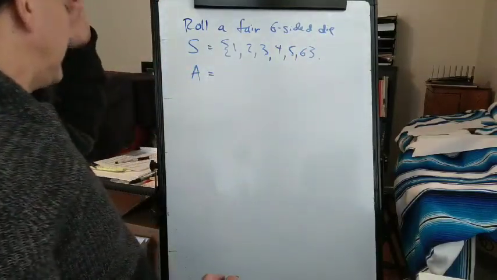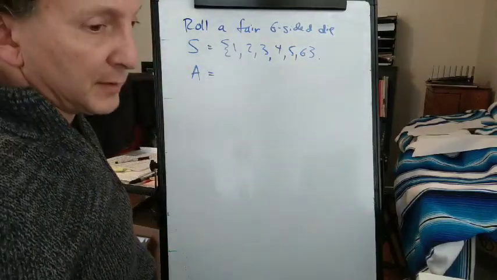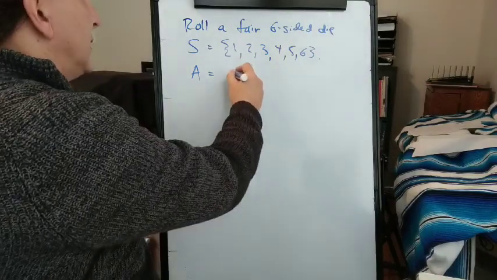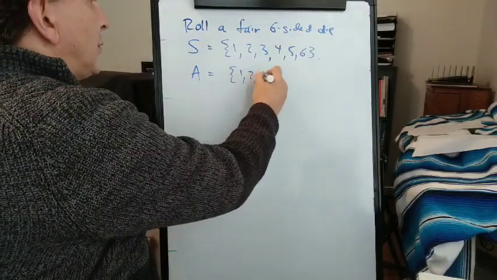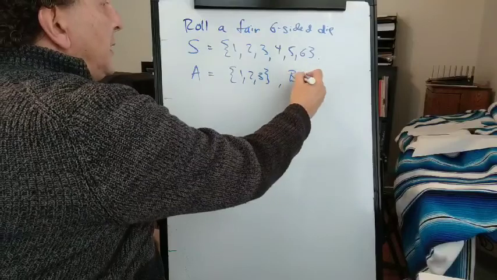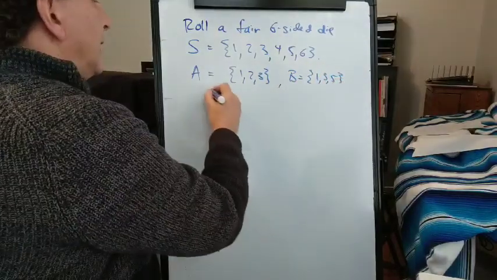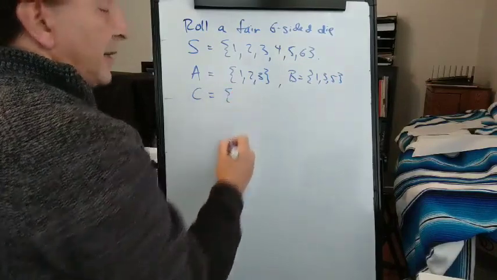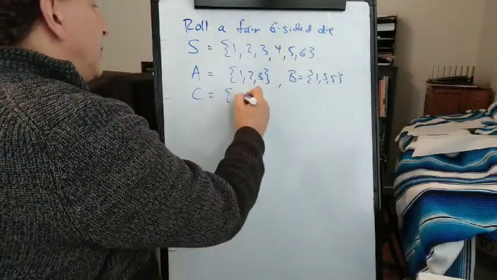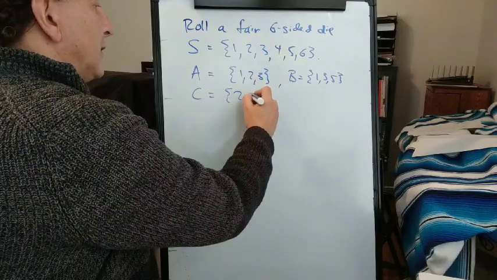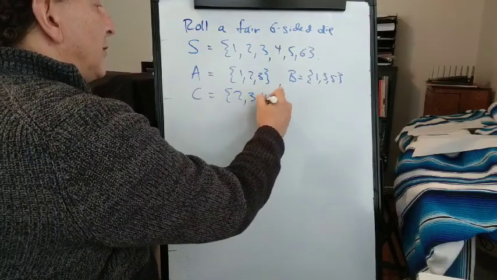And let's define events, that is, subsets of the sample space. Let's let A be 1, 2, 3. Let's let B be 1, 3, 5. And let's define a third one, C, to be everything except for 1 and 6. So 2, 3, 4, 5.